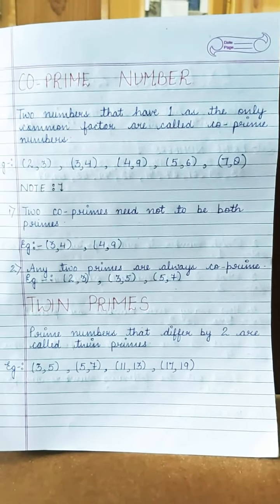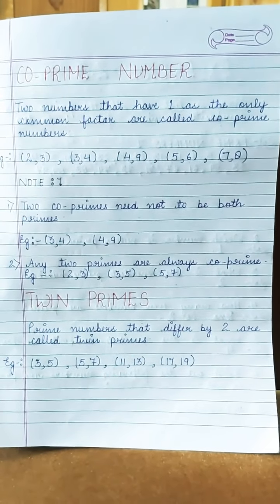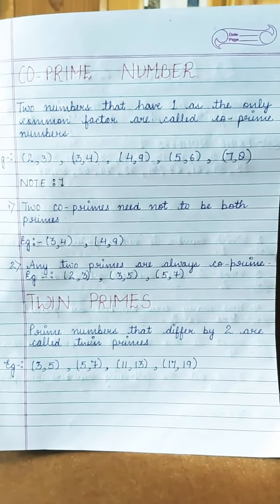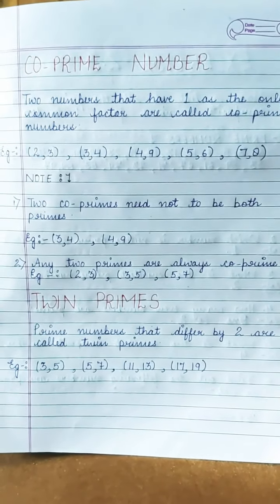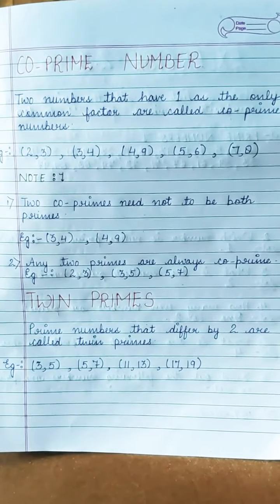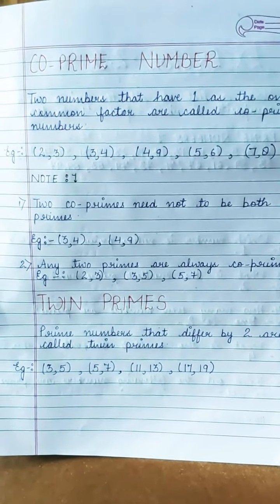Now, the co-prime numbers. What are co-prime numbers? Two numbers that have 1 as the only common factor are called co-prime numbers. So, co-prime numbers are what? Two numbers that have only one common factor, that is 1. Now, let us see the examples.